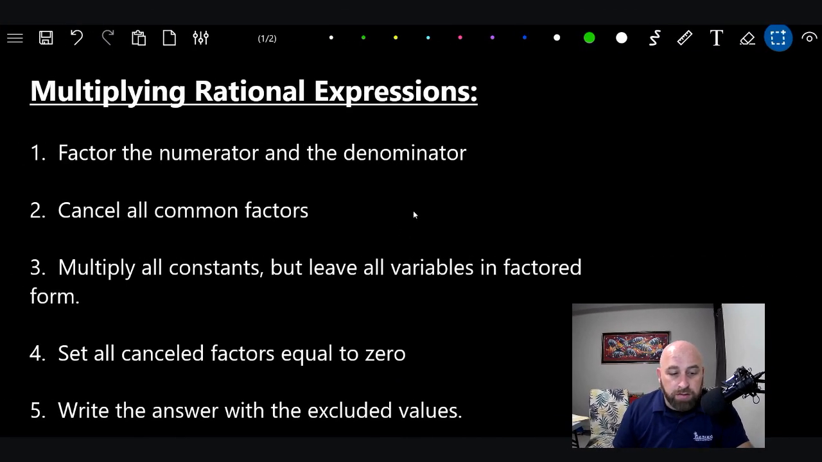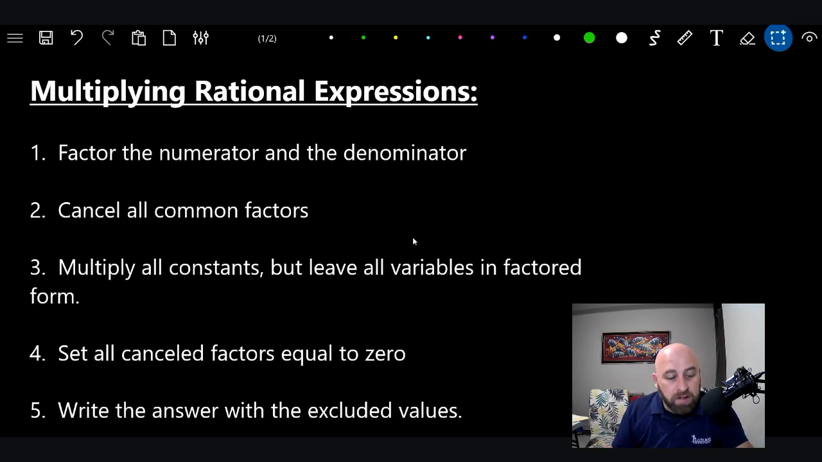So let's look at the steps. They are on page number 414 at the bottom of the page, and you can look here on the screen. All right, number one, what's the first thing we want to do when we're multiplying rational expressions? We want to factor the numerator and the denominator. You say, hey, that sounds like the last lesson. Well, you're right. It's exactly the same. Number two, cancel all common factors. Hey, that's like the last lesson too.